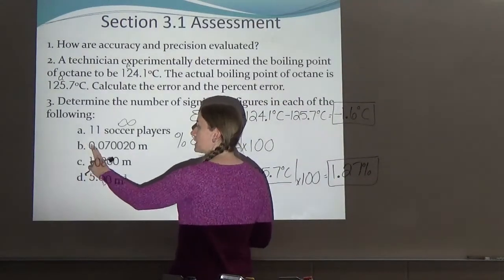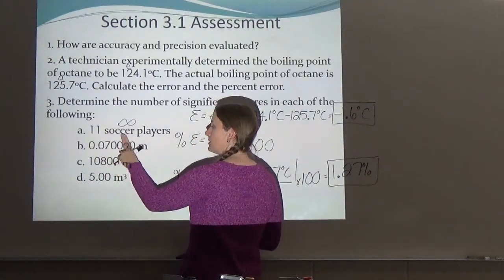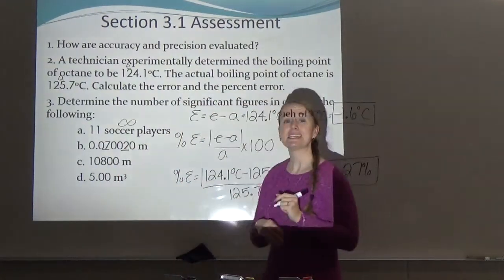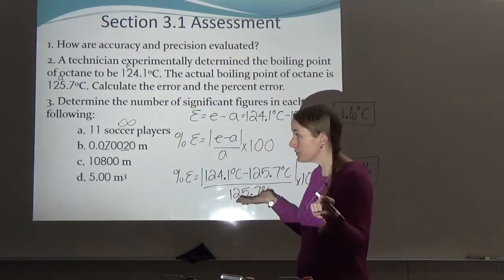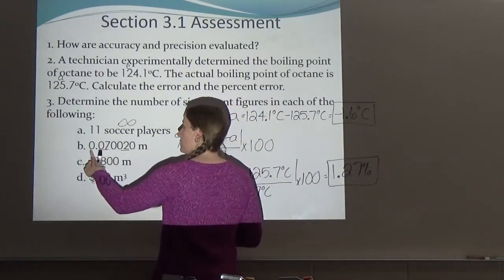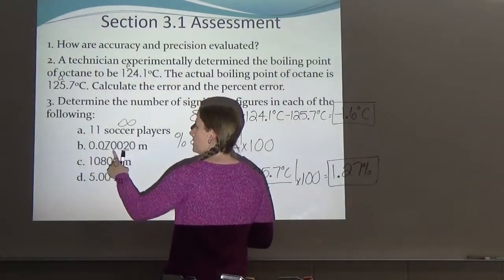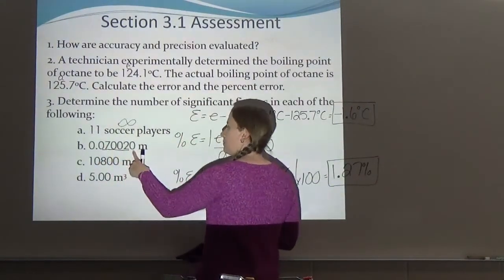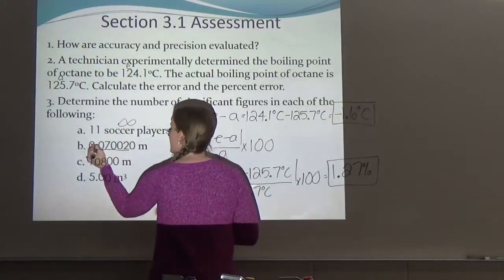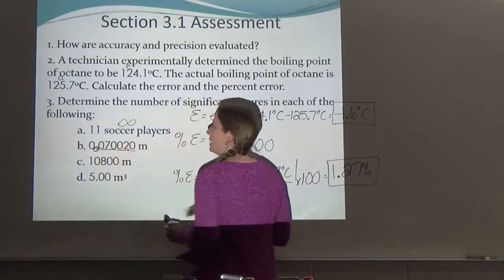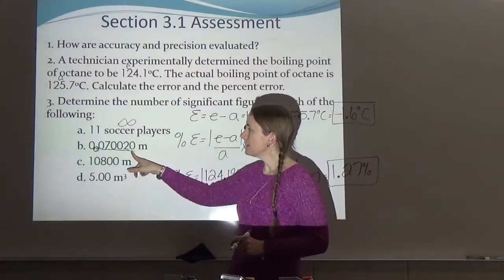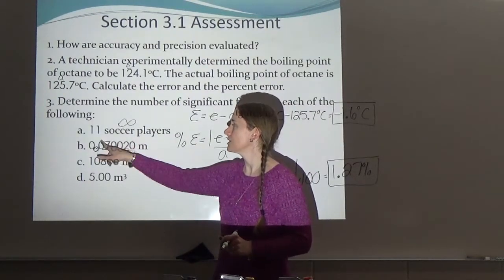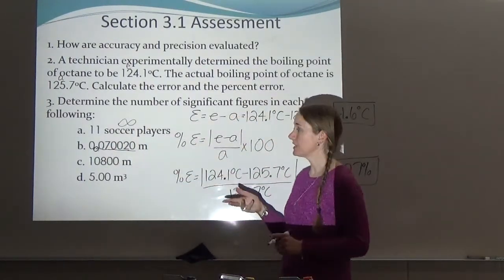All right, part B, we got some front zeros, some middle zeros, and a back zero. So remember, 7 and 2 are significant because they're not zeros. Front zeros are never significant. Middle zeros are always significant, and back zeros are significant if I can see the decimal. And so remember, y'all, back zero means behind or to the right of the significant figures. It's not in relation to the decimal.